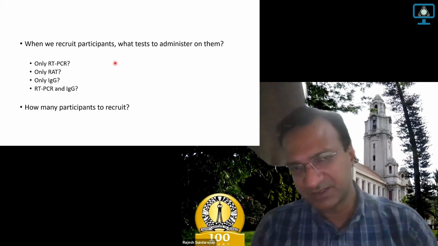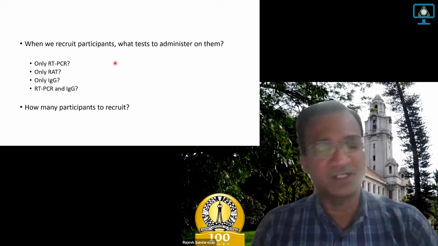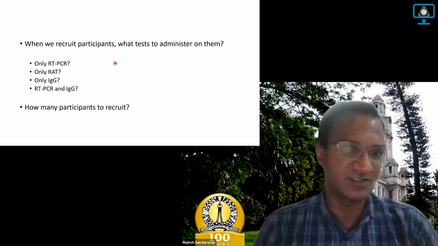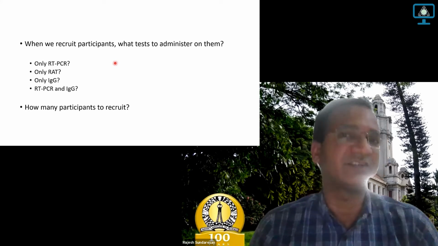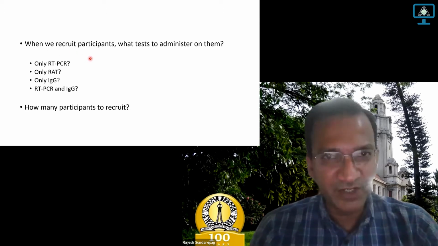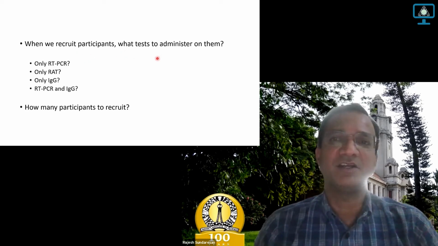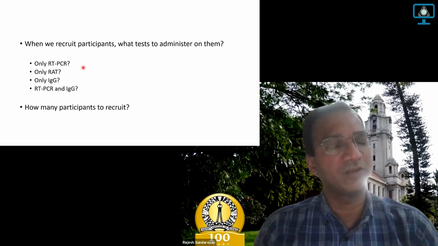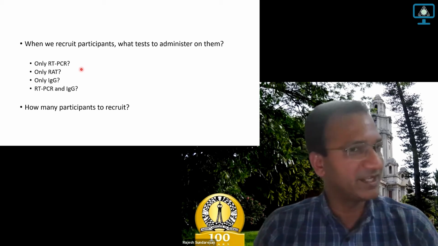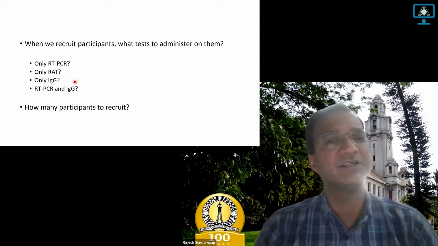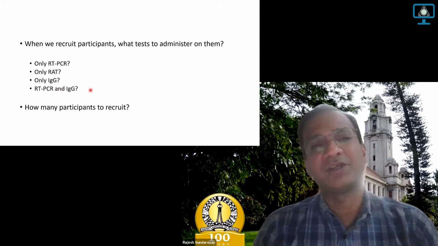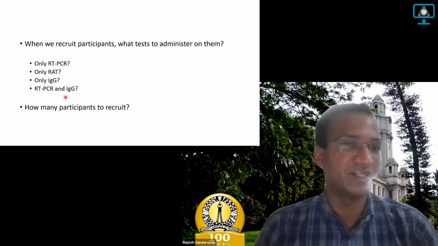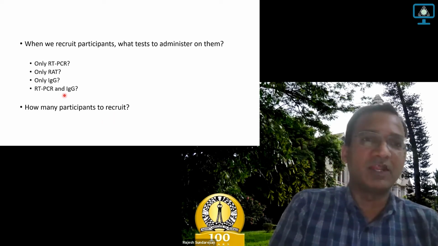So when we conduct a survey, we want to conduct, let's say, not just the IgG test, not just the serological survey, but we also want to check whether they have active infection or not. So when we recruit participants, what tests do we administer? Do we do only the RT-PCR tests on a particular participant, or only the RAT, or only the IgG test, or maybe a combination thereof? And also, how many participants do we recruit, maybe for each of those combinations? So these are the questions that we would like to address.